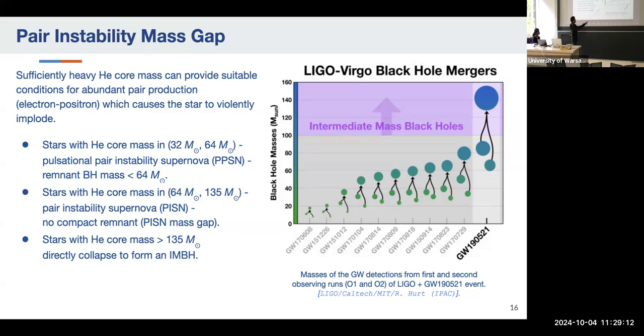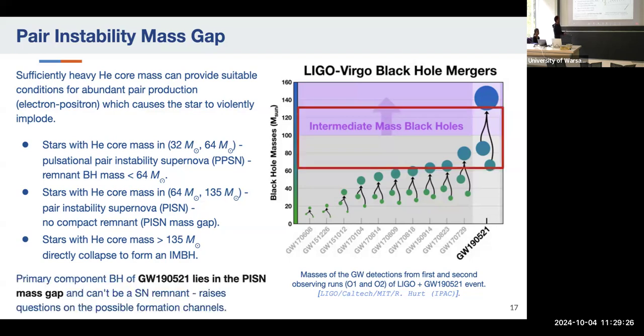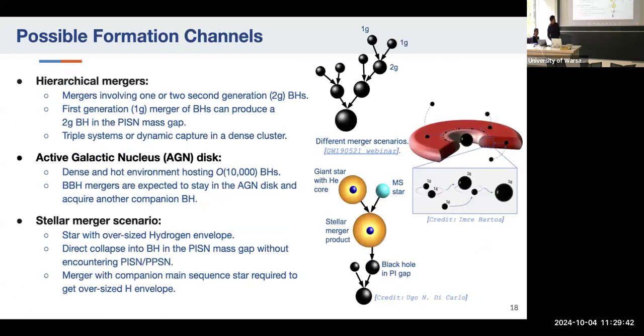And here we can see the LIGO-Virgo-KAGRA observations, where we have highlighted the GW190521 event. What we can see is that the total mass lies in the IMBH space, but also the interesting thing is that the primary component, or the heavier black hole in the binary, falls directly in this PISN mass gap. And this raises very important questions on the possible formation mechanisms of this black hole. So I'll discuss some formation channels that we can think of.